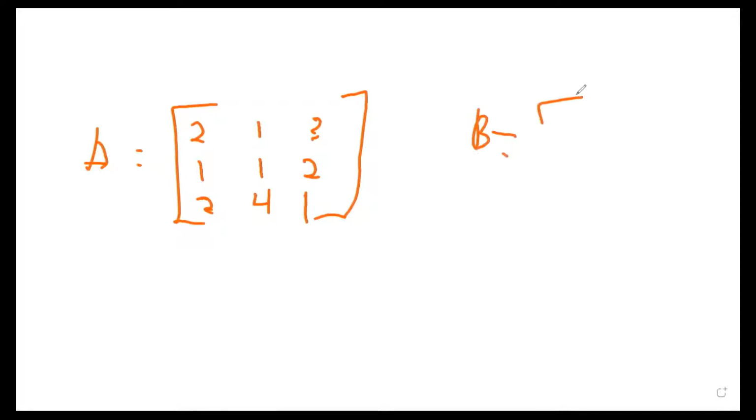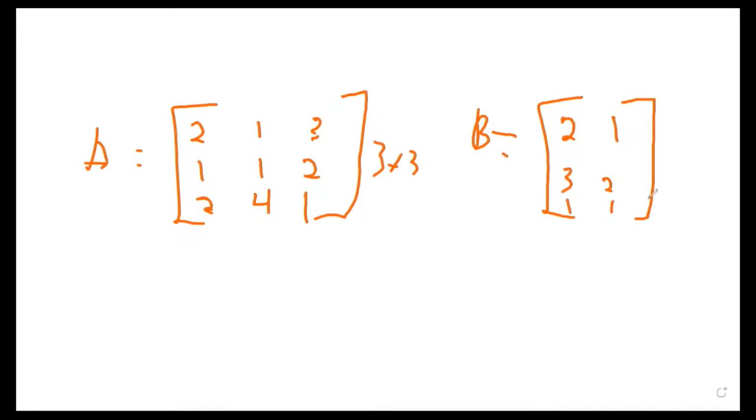Okay, therefore, this is matrix A, giving us 2, 1, 3. Then I have 1, 1, 2, 2, 4, 1. Okay, this is matrix A. I have matrix B also giving us 2, 1, 3, 2, and 1, 1.